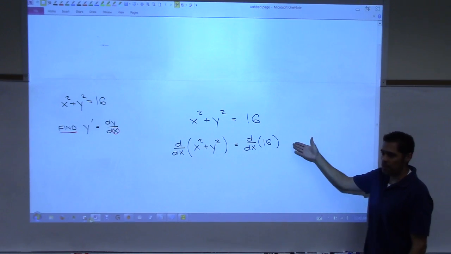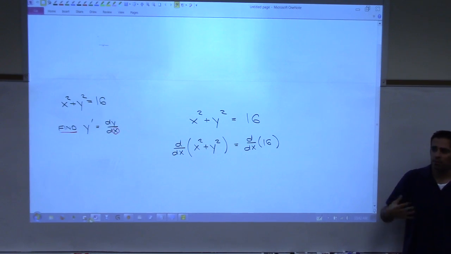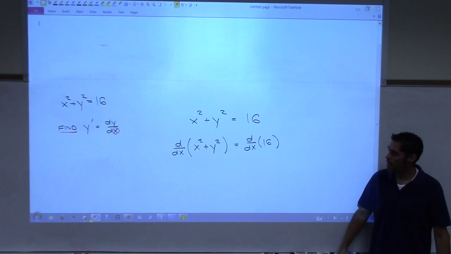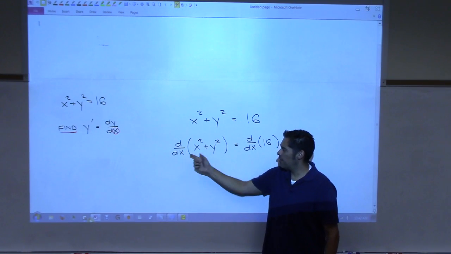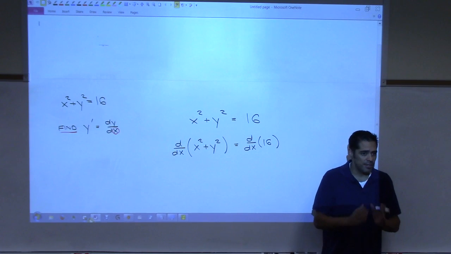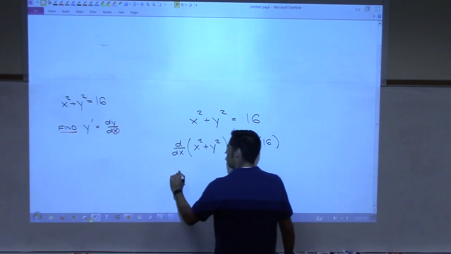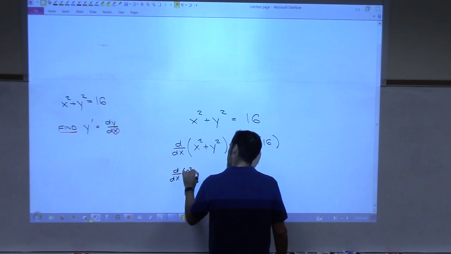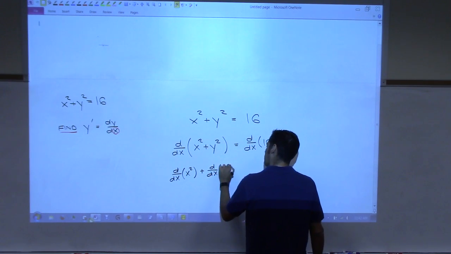This is implicit differentiation. You're taking the derivative on both sides of the equation with respect to whatever variable you need to. Now, when I take the derivative over here, I'm taking the derivative of a sum. If I have a sum, I can split it into two derivatives, right? That's a rule. So this is the derivative with respect to x of x squared plus the derivative with respect to x of y squared.